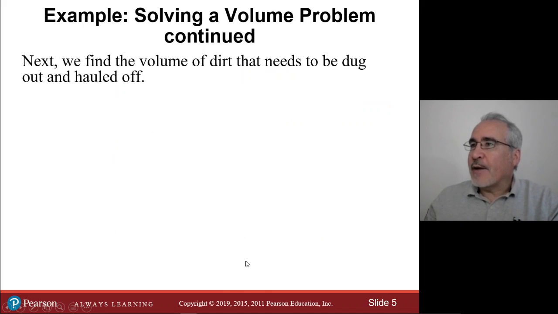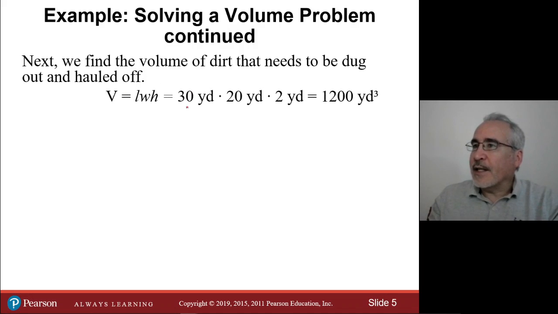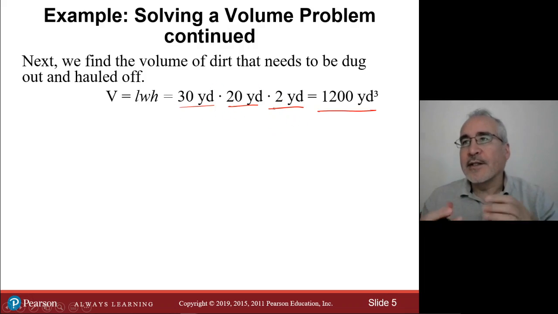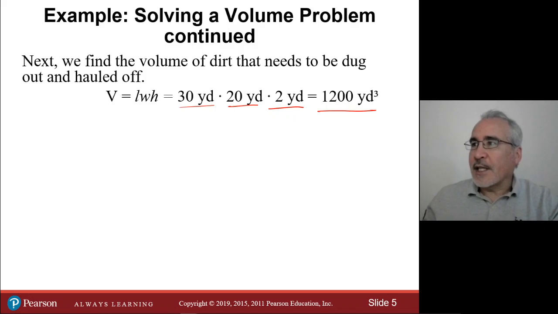So we now have the volume. We can calculate the volume. All right, 30 yards by 20 yards by 2 yards. Multiply all of this together, 1,200 cubic yards of dirt to get out of our backyard. How many trucks is it going to take? Well, remember, it was 10 cubic yards per truck.